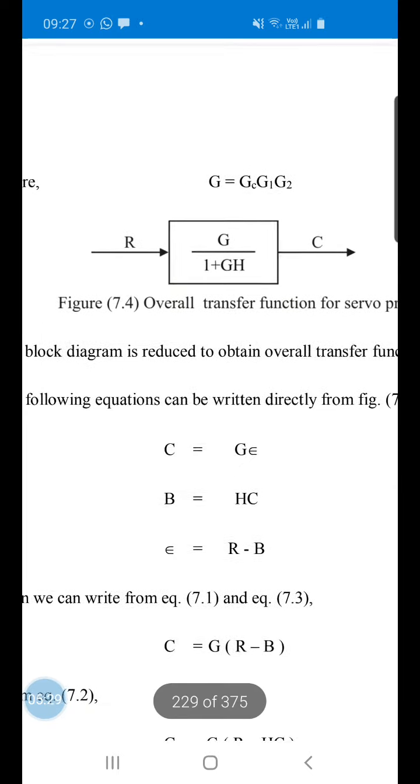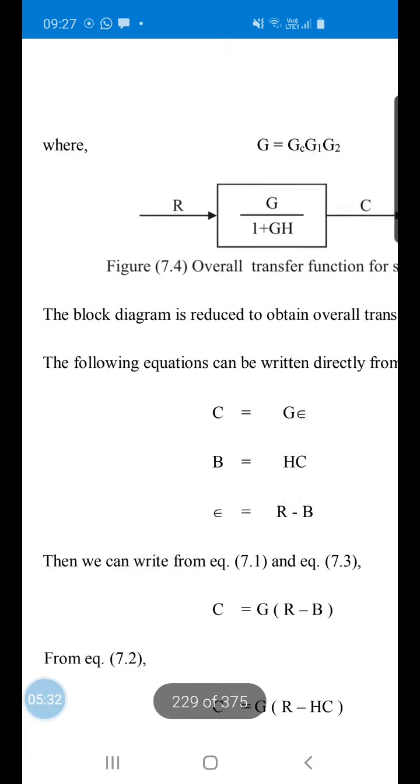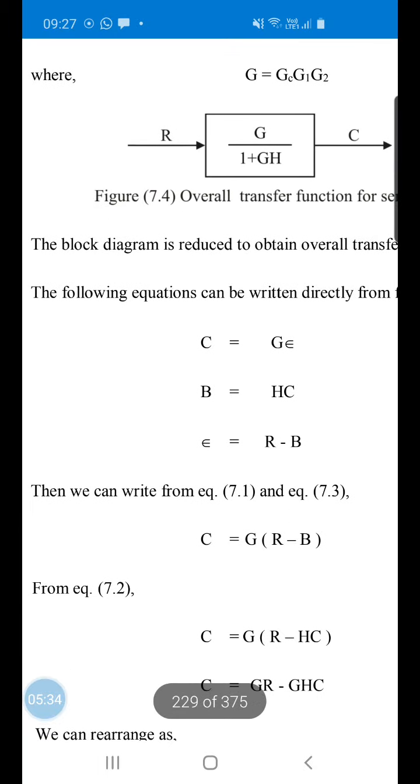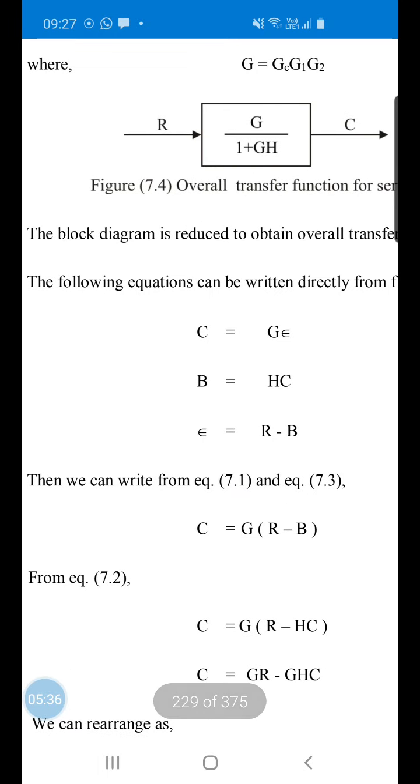Now how does this come about? We'll see one by one. We'll solve the different equations and you will come to know. So this is C equal to G into epsilon. You will ask where it comes from.